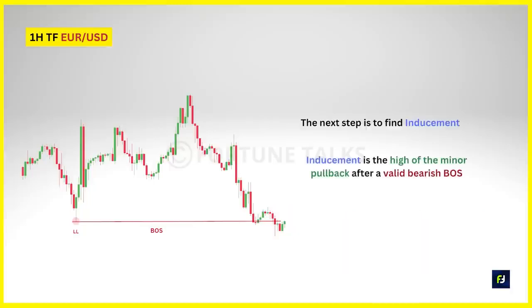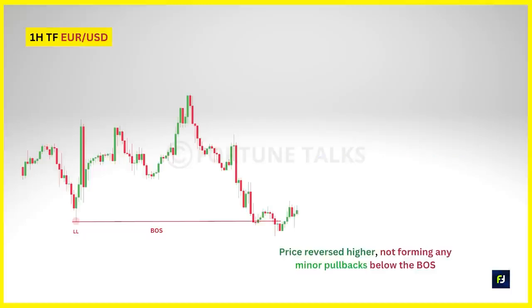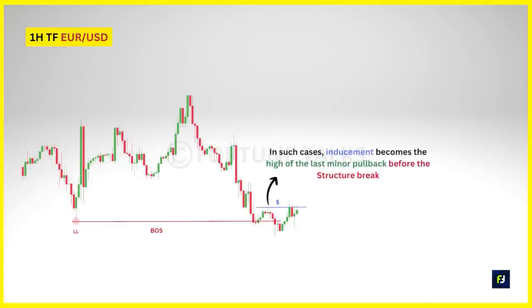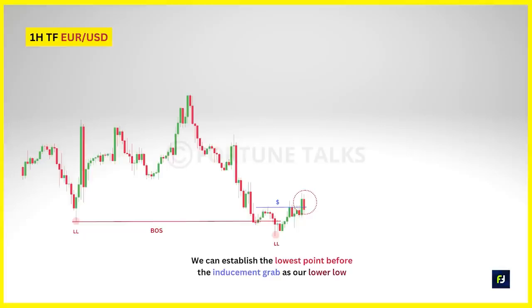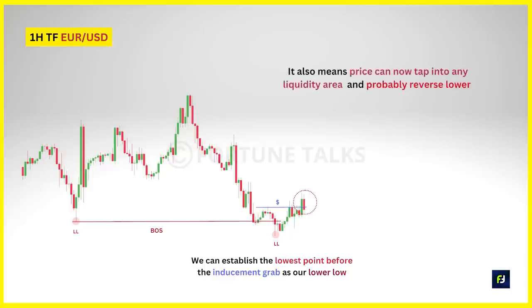Usually, inducement is the high of the first minor pullback after a bearish breakup structure. But here, price moved upwards. There is no inducement to be found lower. In such cases, inducement level becomes the high of the last minor pullback before the structure break. I will mark this level and you can observe how the price returned to absorb the liquidity above the inducement. Once the inducement sweep is confirmed, we can establish the lowest price point before the inducement grab as our lower low. In addition, we can expect the market to reverse from any liquidity zones and continue to decline lower.